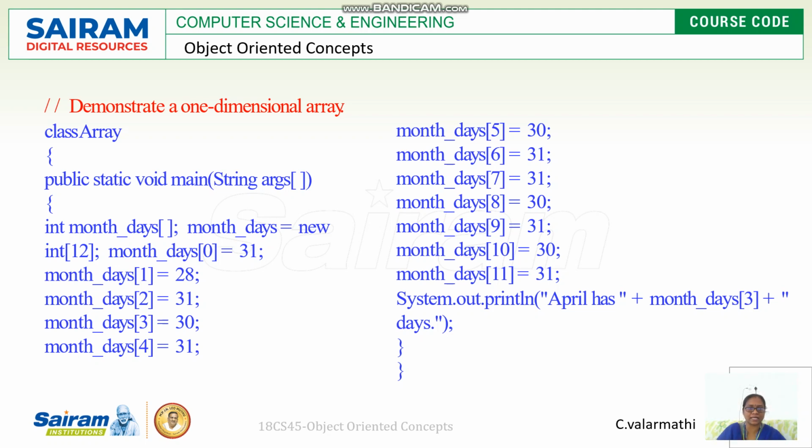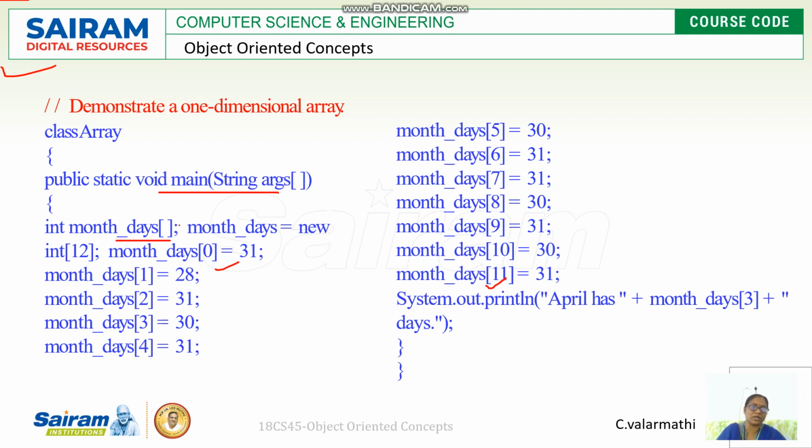It starts with the class name Array. Then public static void main is given. int month days is specified, and after that it is declared as month days equals new int. Here, starting from 0 till 11, the value of each element is assigned, from 28, 31, which is nothing but the month days.